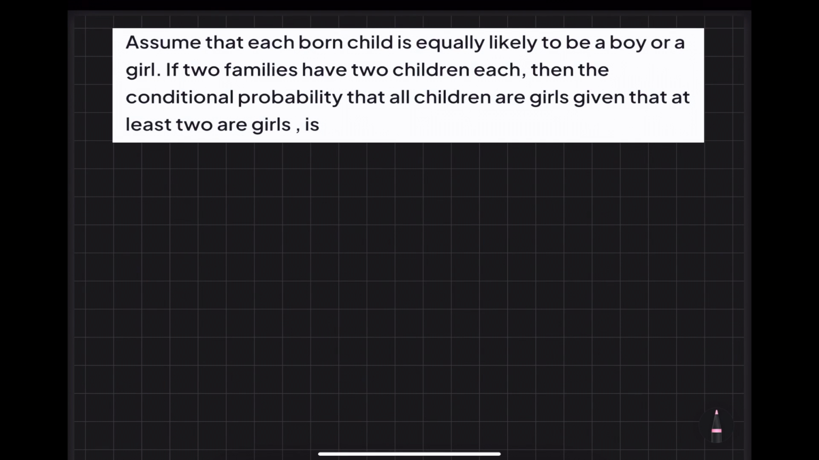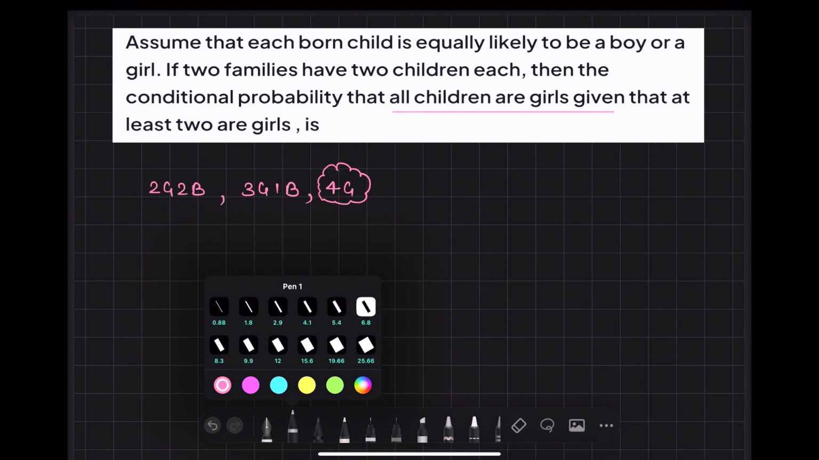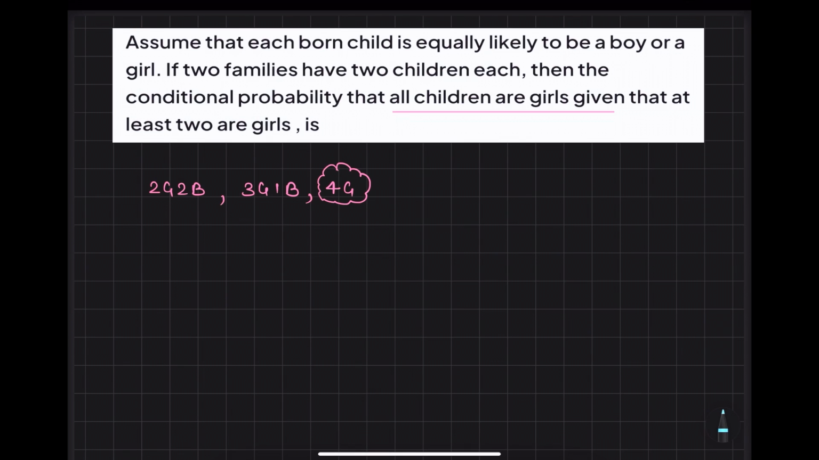Okay, so can I say that, look at this. I'll write down the condition first. So can I go with two girls and two boys, three girls and one boy, and four girls? Okay, so these are the conditions, and we have to find the probability that all children are girls. So we have to find the probability for this case. Now look at this, how I will approach.